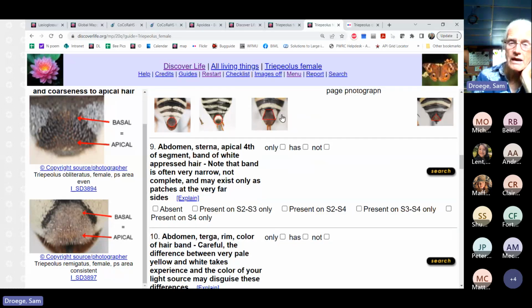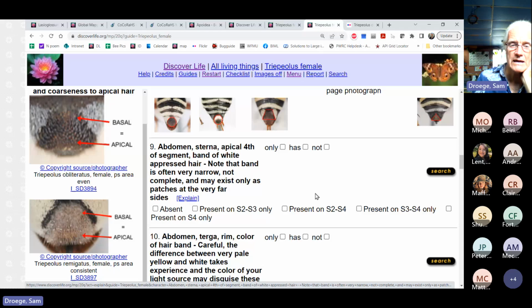So the underside, apical fourth of segment. So we're looking at near the rim. There's a band of white appressed hairs. The note here is that the band is often really narrow, not complete, and may exist only in patches on the far side. That's largely what I see in most of these things.